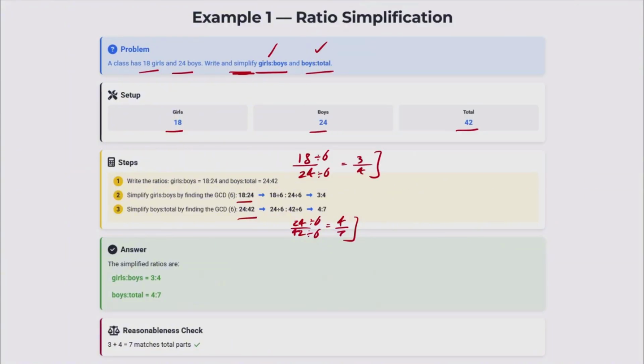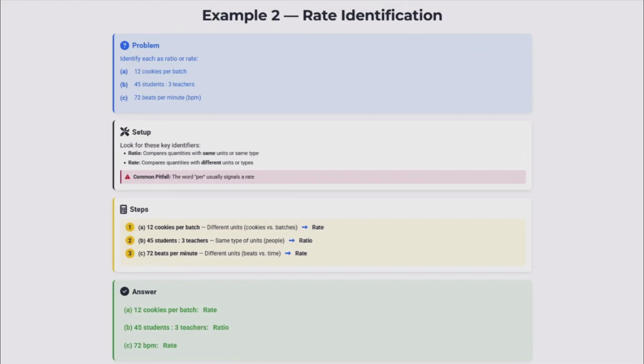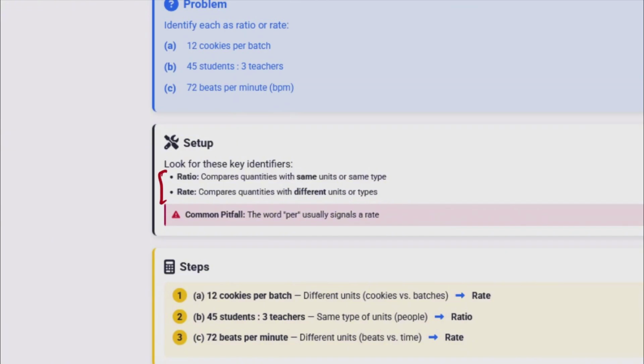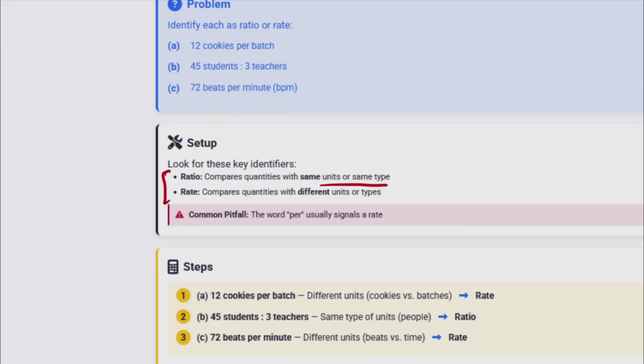Let's look at the second example. At this point, I have the rate identification. As I just told you, ratio and rate have two different definitions. They have some similar ways to find them, but two different definitions. The ratio compares quantities with the same units or same type, like girls and boys, or apples and oranges. On the other hand, rate compares quantities with different units or type. For example, when we are talking about speed.